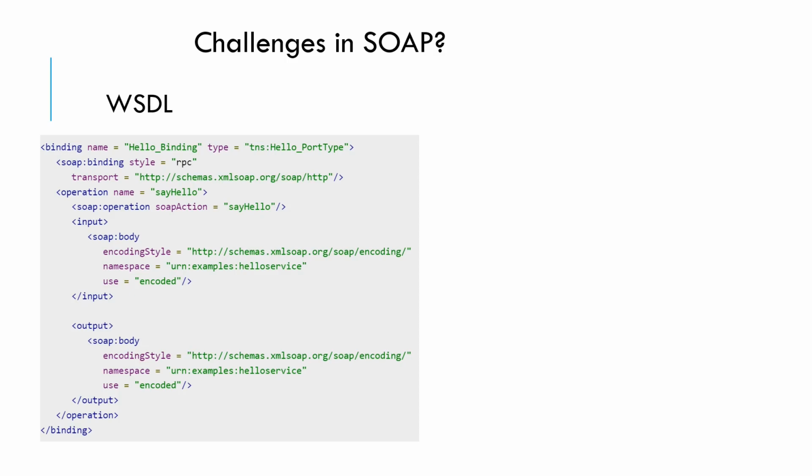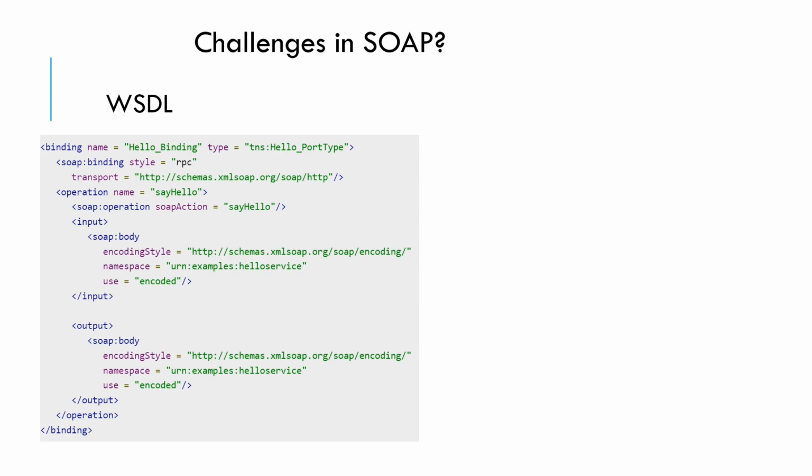Now let us understand the challenges for SOAP. As we know, we use the WSDL file for SOAP. Whenever we generate a WSDL file, we distribute it to our clients. But if any small change is required, for example, here the operation name is sayHello, and suppose you want to change it to sayHi, you have to create a new WSDL file and distribute it to all your clients, because of this small change every client has to change their code. So it's a big challenge.